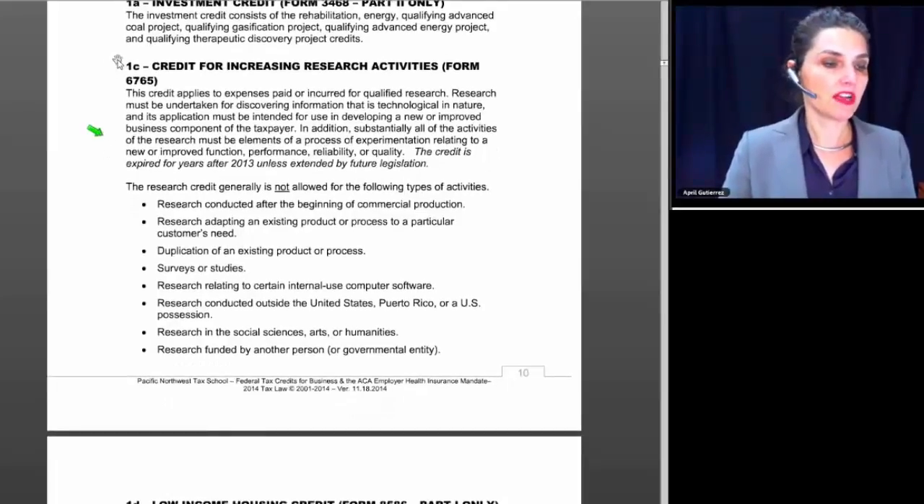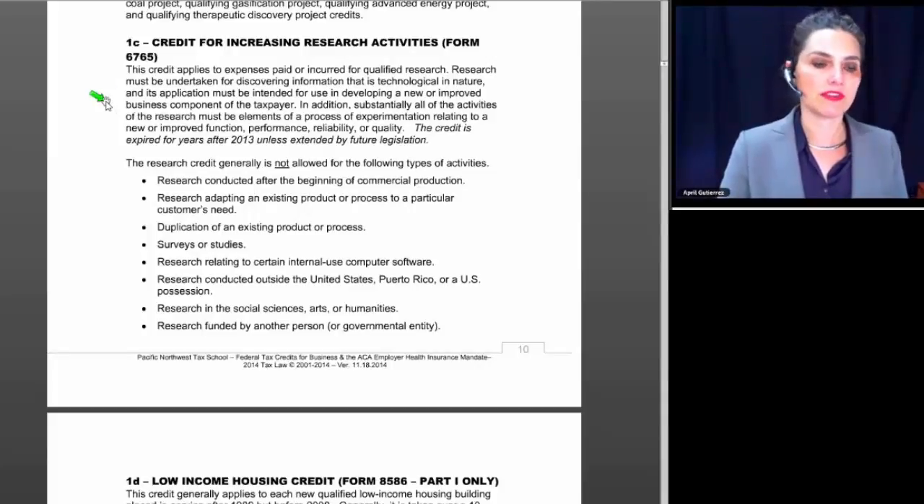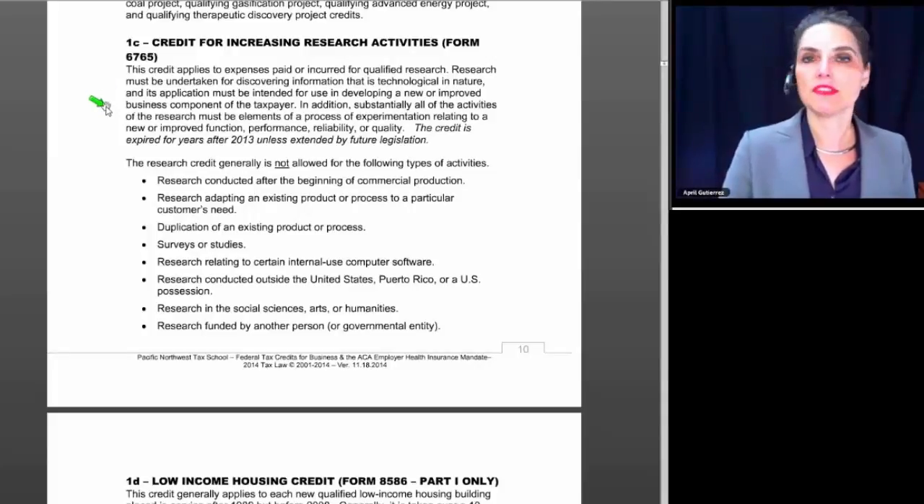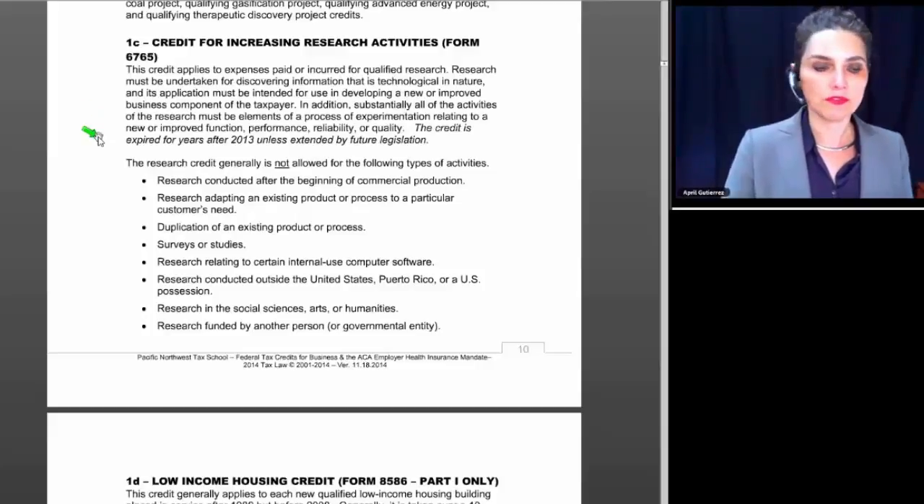The next credit that we're going to talk about is the credit for increasing research activities, which is figured on Form 6765. This credit applies to expenses paid or incurred for qualified research. Research must be undertaken for discovering information that is technological in nature, and its application must be intended for use in developing a new or improved business component of the taxpayer. In addition, substantially all of the activities of research must be elements of a process of experimentation relating to a new or improved function, performance, reliability, or quality.